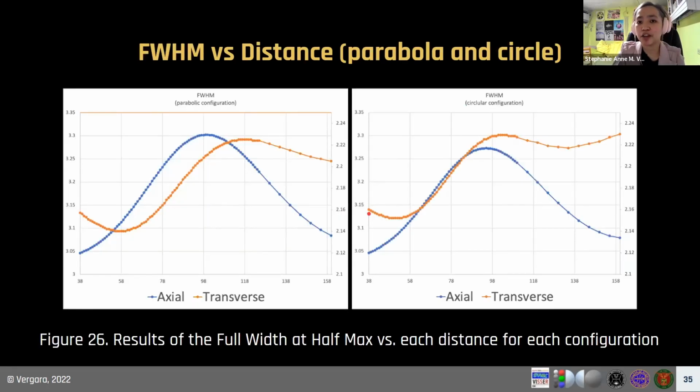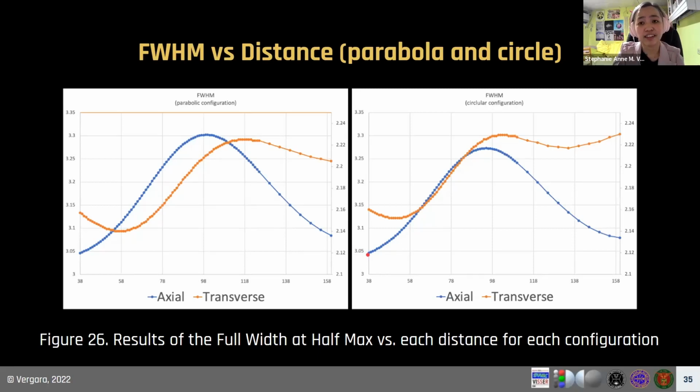Lastly, the plots comparing the full width at half max of each distance for each configuration are shown here. So both the circular and parabolic configurations exhibit the same trend, for the axial, which is the blue line, and for the transverse, which is the orange line. So let's first talk about the axial. For the axial, the nearest distance simulated produced the smallest full width at half max.